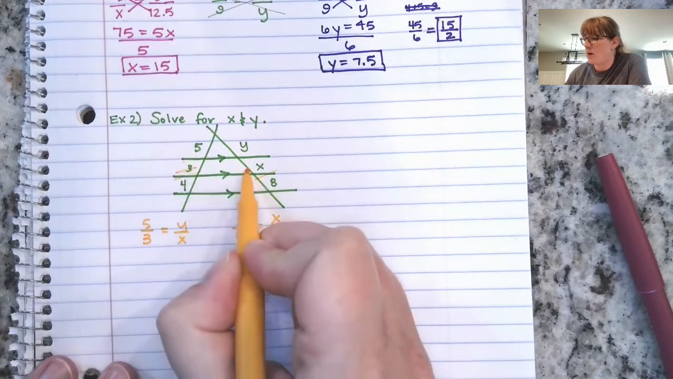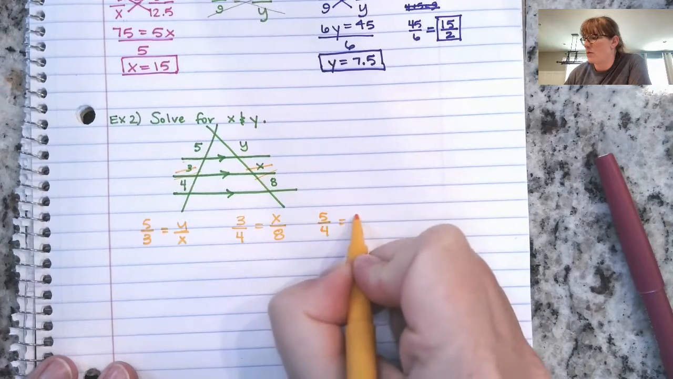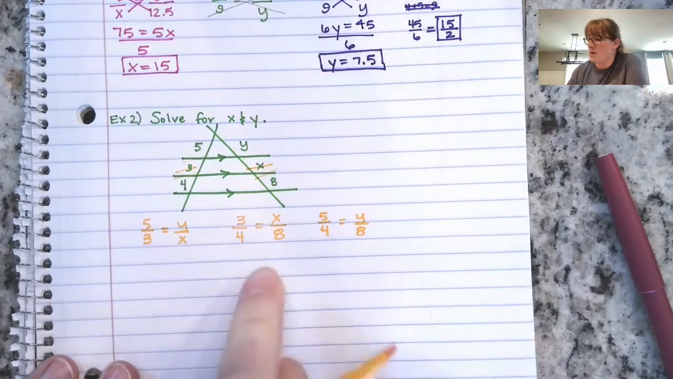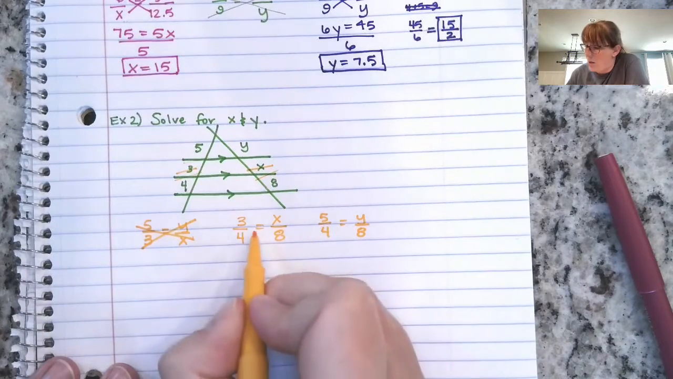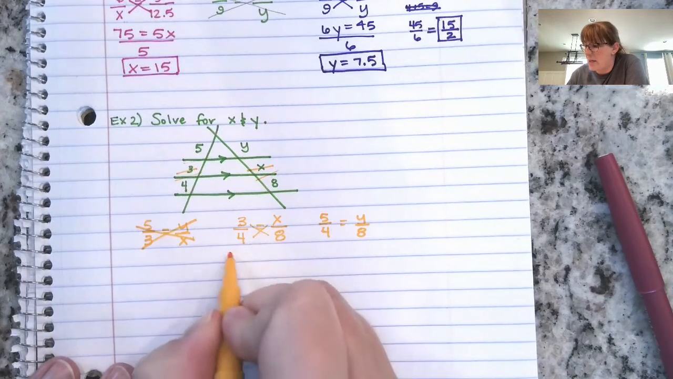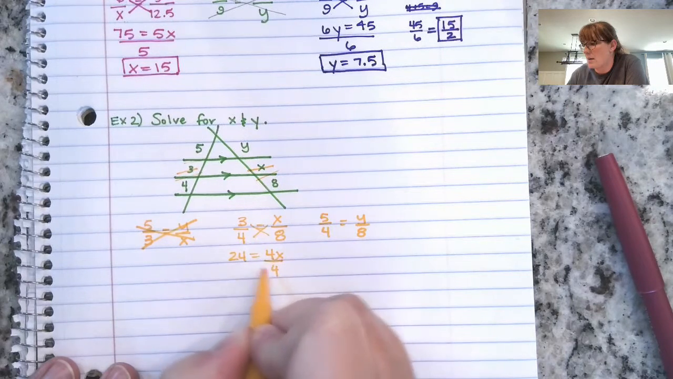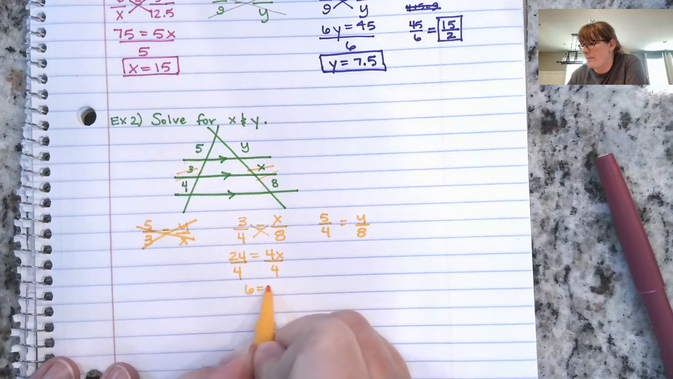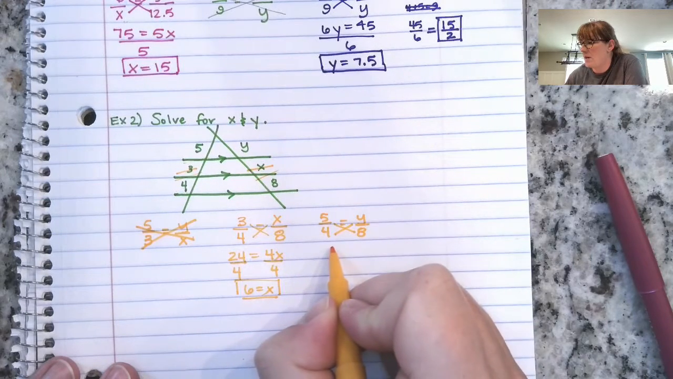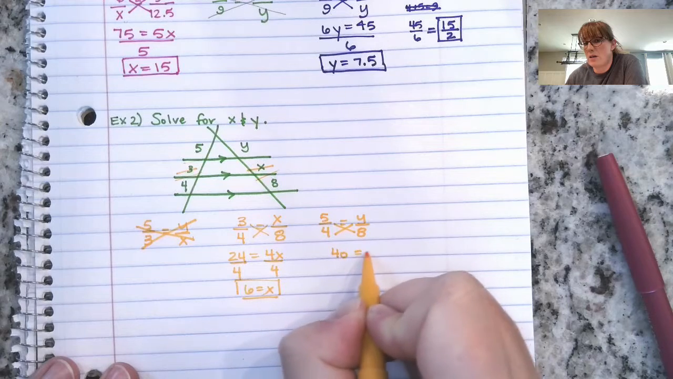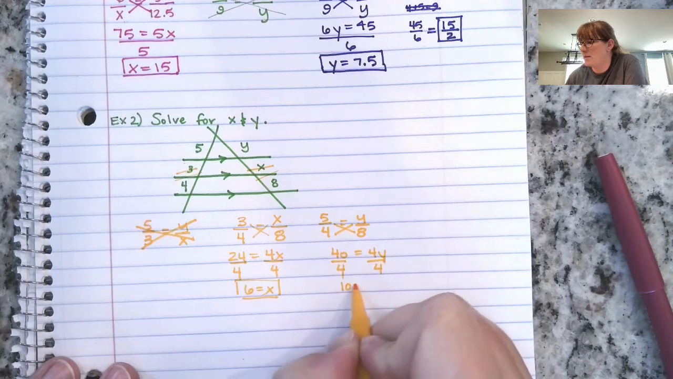And then let's do top and bottom. So 5 over 4 equals y over 8. So these two look good. This one, not yet. All right, cross multiply. So we get 3 times 8 is 24 equals 4 times x is 4x. Divide each by 4. So you get 6 equals x there. Cross multiply here. 5 times 8 is 40 equals 4y. Divide by 4, divide by 4. 10 is equal to y.